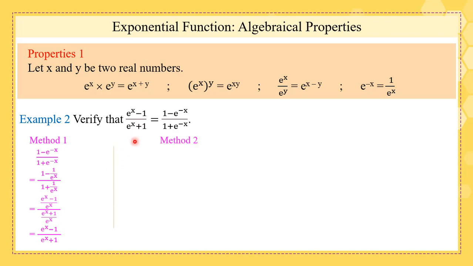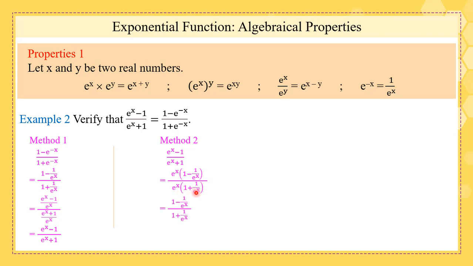Now let's see another method. If we begin from the left side and we go on until we get the right side, here, if we take e^x in common, we get 1 minus 1 over e^x. Remember, we have to divide here. e^x divided by e^x is 1, and 1 divided by e^x is 1 over e^x. And if we also take e^x in common in the denominator, we get this quantity.